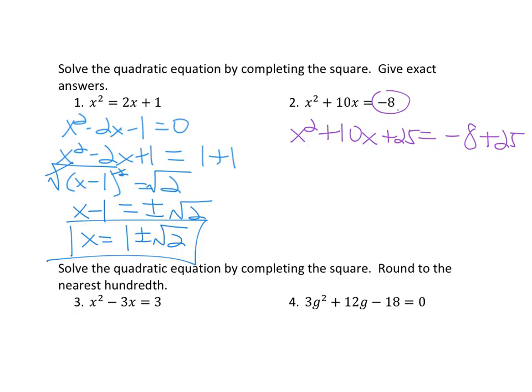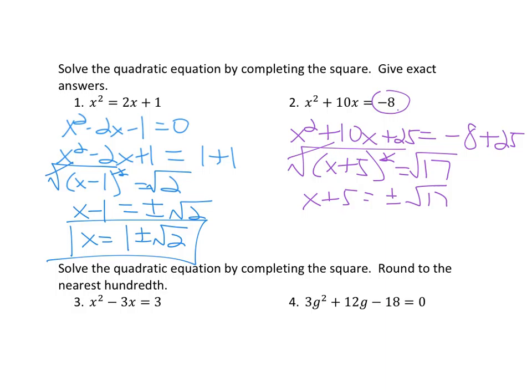Now x squared plus 10x plus 25 we know is always going to factor. Two things that multiply to 25 and add to 10 are 5 and 5. So it's x plus 5, quantity squared, equals negative 8 plus 25, which comes out to 17. Now we just square root and solve. Square root both sides, which cancels out the squared: x plus 5 equals plus or minus root 17.